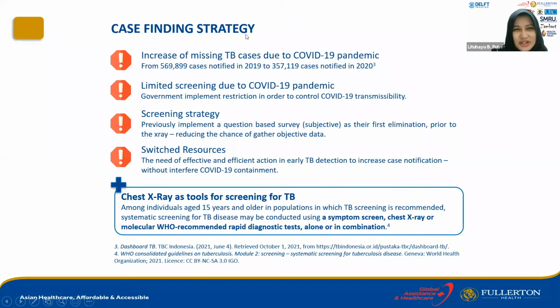So this is the problem that we face in Indonesia. During this COVID-19 pandemic, we are having an increase of missing TB cases. Previously in 2019, the NTP successfully notified 569,000 cases. But due to the COVID-19 pandemic, it decreased to 350,000 cases in 2020. So the missing cases that we have to find are increasing because of the pandemic.